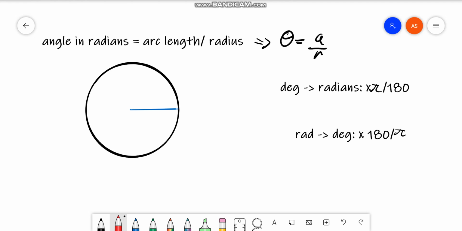Basically, the angle in radians is the ratio between the arc length and the radius. If we have this angle, this is theta, the angle, this is the arc length A, and this is the radius R. So the angle in radians is the ratio between the arc length and the radius.